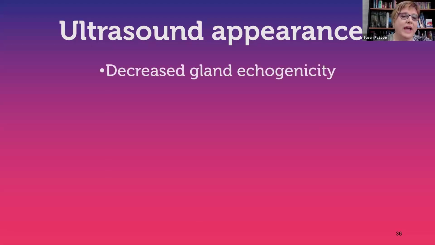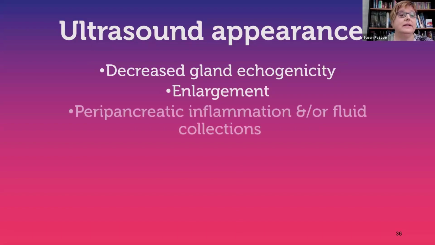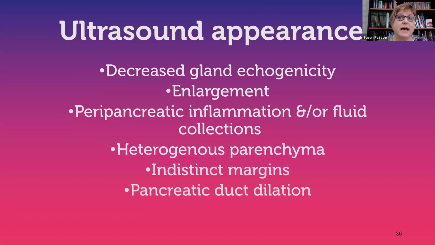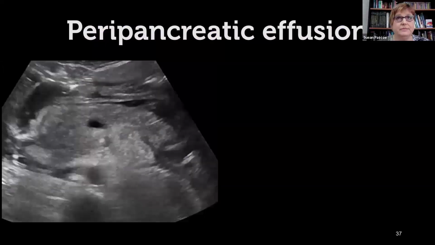So the ultrasound appearances of pancreatitis can be really quite varied. And to be honest, a lot of the time, the pancreas can look completely like all the other pancreases that you look at. They can even look quite normal, but what we are looking for is decreased gland echogenicity, enlargement. That's really hard to define because you don't know what they were before and what they are now. Looking for any peripancreatic inflammation or fluid collections. We're looking for heterogeneous parenchyma of the pancreas, indistinct margins, and pancreatic duct dilatation.